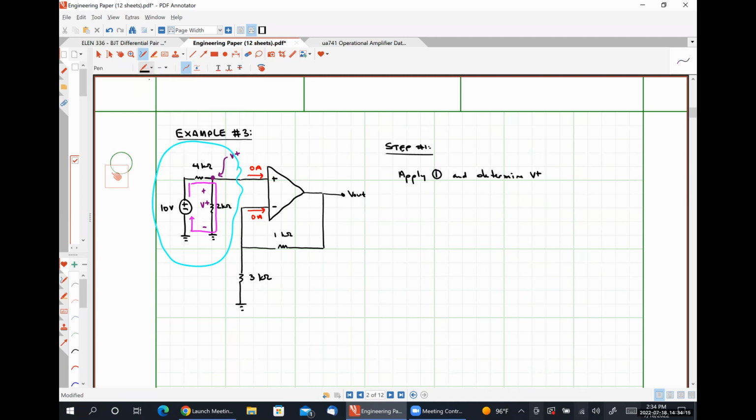So applying voltage division, V plus is going to be 10 volts times 2 kilo ohms over 4 kilo ohms plus 2 kilo ohms. That's going to be 20 over 6, which is the same as 10/3 of a volt.